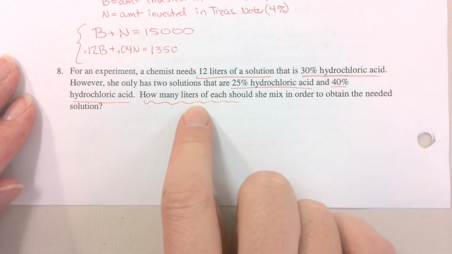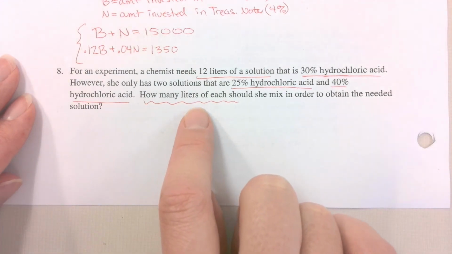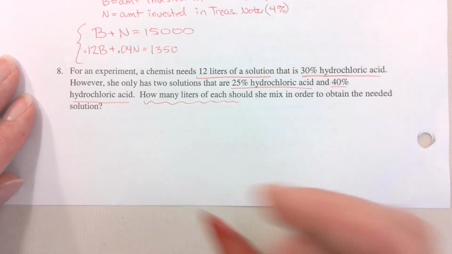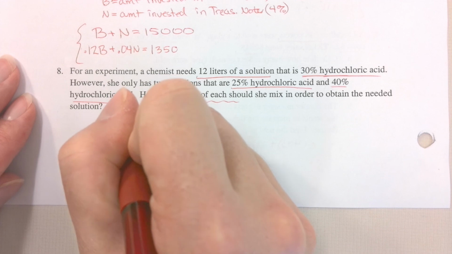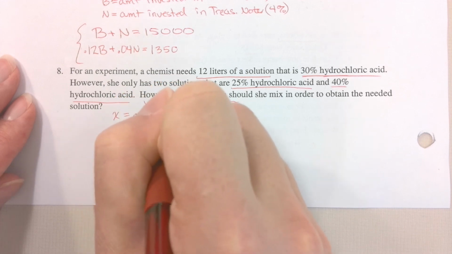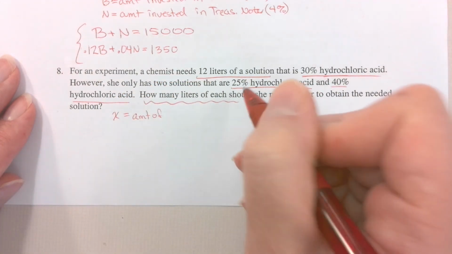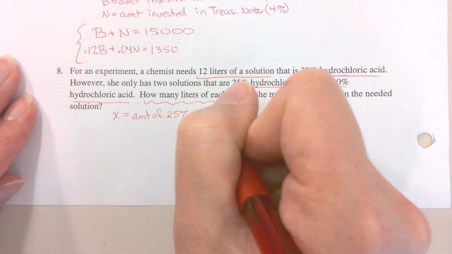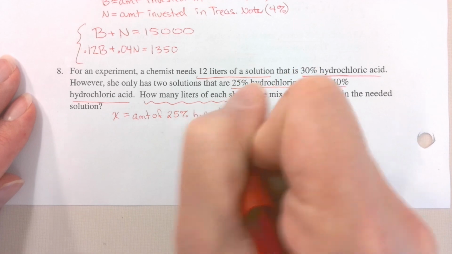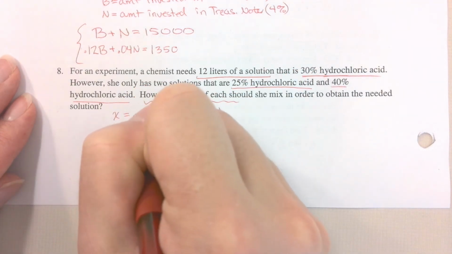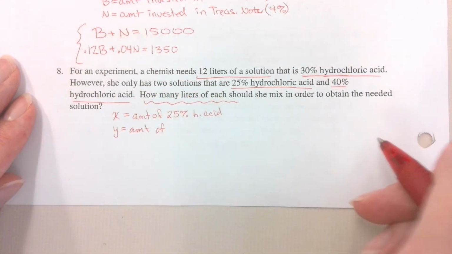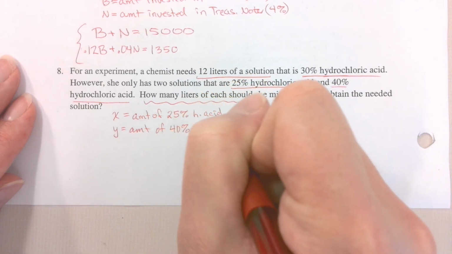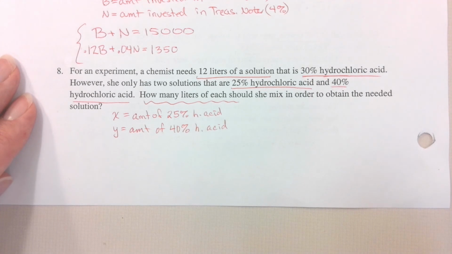That question always leads us to our variables. So both of these are just a solution, so I don't have different names for them. So I'm just going to go ahead and let X equal the amount of 25% hydrochloric acid, and then I will let Y equal the amount of 40% hydrochloric acid. All right, so those are my two variables.